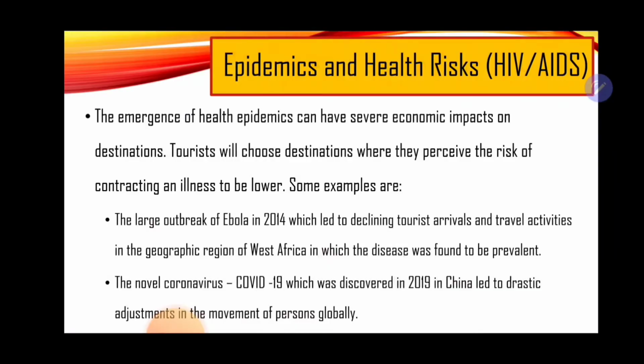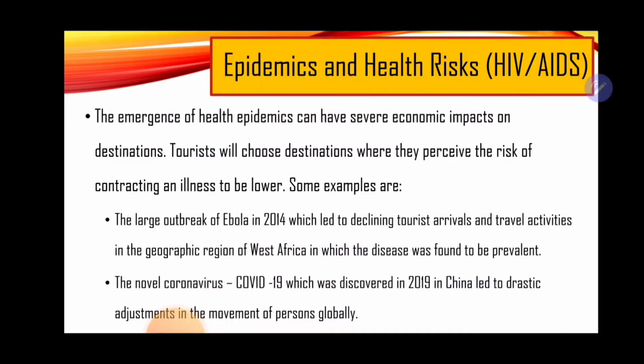Now, the emergence of health epidemics can have severe economic impacts on destinations. Tourists will choose destinations where they perceive the risk of contracting an illness to be lower. For example, the outbreak of Ebola in 2014, which led to declining tourist arrivals and travel activities in the geographic region of West Africa, where the disease was found to be prevalent.